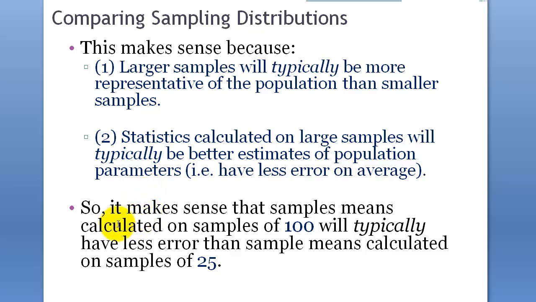So it makes sense that sample means calculated on a sample of 100 will typically have less error than sample means calculated on a sample of 25. Suppose the population is 150, then calculating the value out of 100 is going to be definitely closer to the actual population than calculating out of 25.